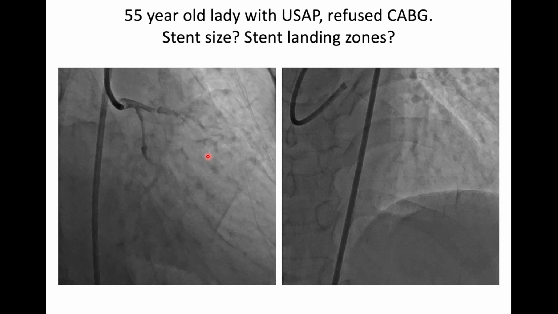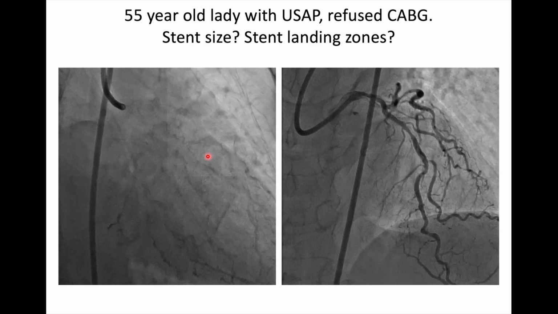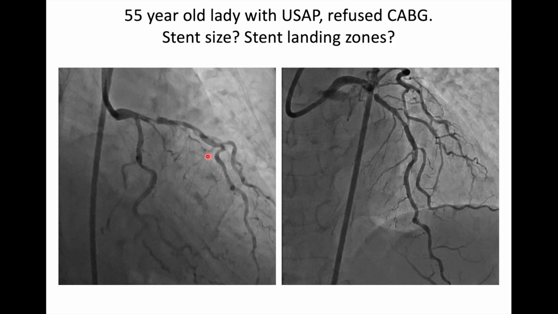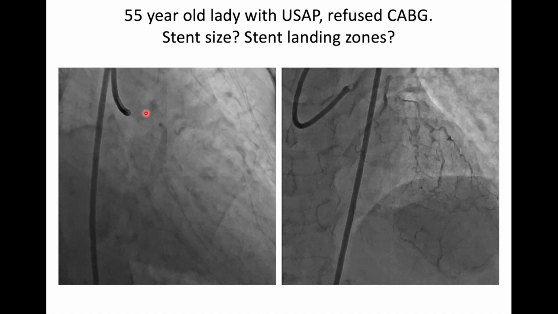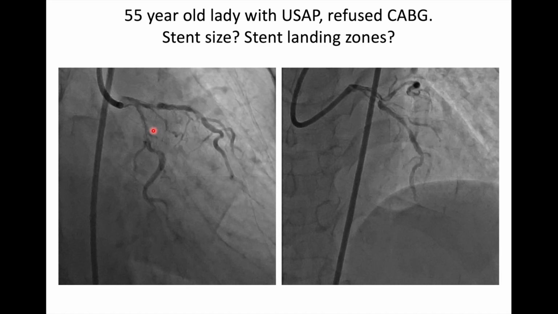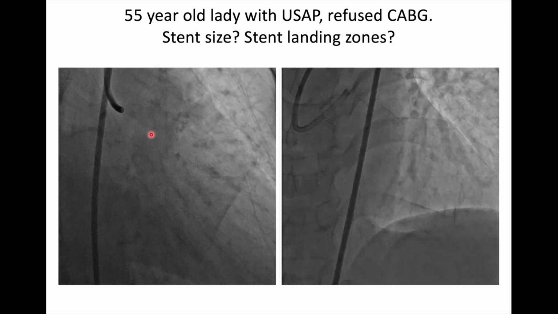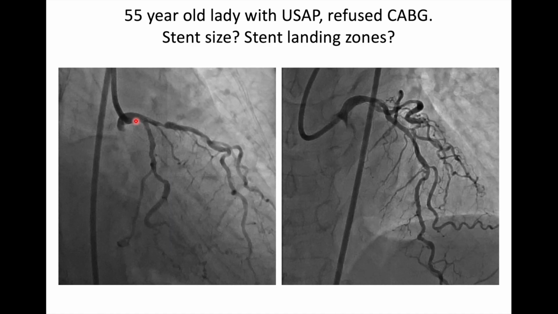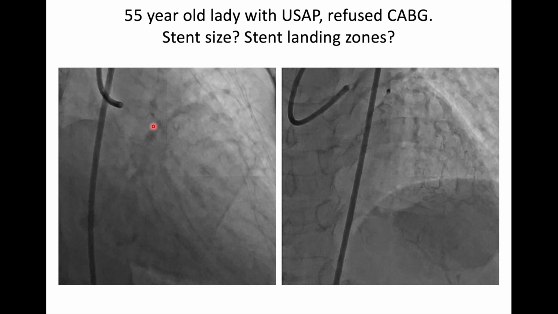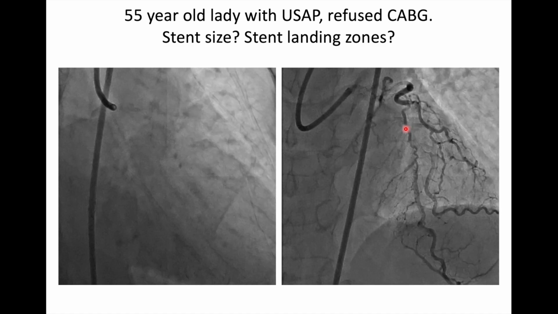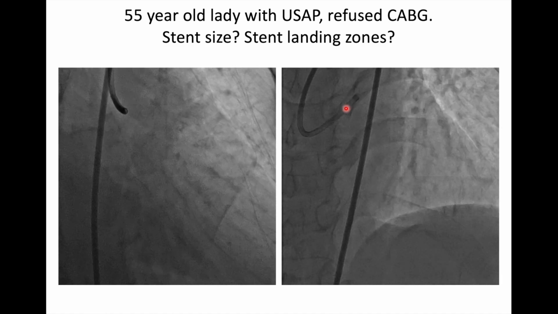So this is the case of a 55-year-old lady with unstable angina pectoris who refused CABG. So that's the LAD disease you see over here. There isn't much of a foothold at the ostium. We thought there was disease going all the way into the left main stem, which has distal tapering. Then there is critical proximal disease, and the disease extends all the way up till this mid LAD here.